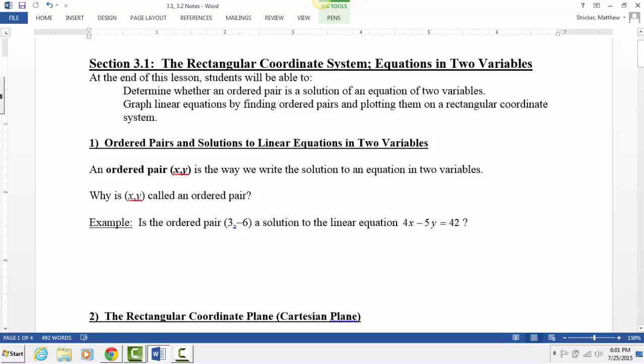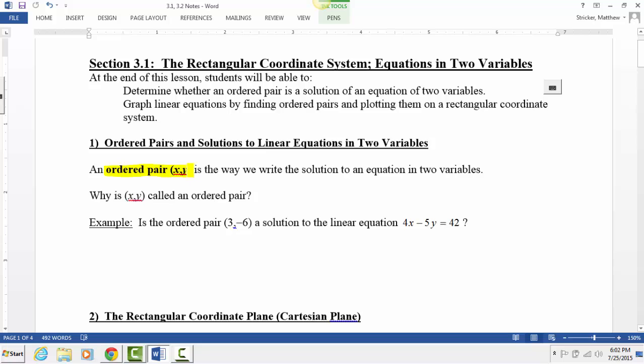In this video we are covering sections 3.1 and 3.2 from your book, and we're going to be introducing the idea of graphing linear equations in two variables. Now before we can do that though, we need to talk about the rectangular coordinate system and more specifically how to graph points. And so we're going to start out with talking about what a point is.